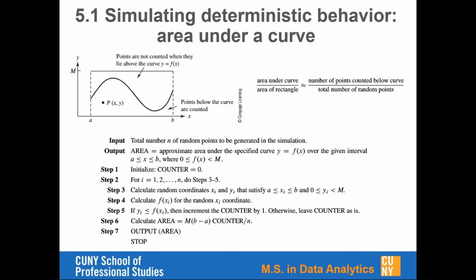What you do is start with n random points generated in the simulation. This n could be really large. Suppose you generate 10,000 points. For each point, it has an x coordinate and a y coordinate. Suppose the first point you generate is x1, this point P, which has a specific x and y, and then you know where it should lie on the graph.